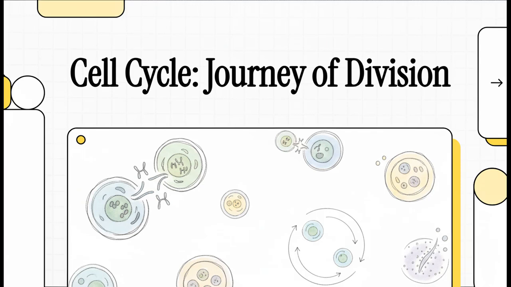Have you ever really thought about how a cut on your finger heals, or how a single fertilized egg grows into, well, you? The secret to all of it is the cell cycle. It's basically life's most fundamental program for making copies of itself. Think of it as a cell's ultimate mission: duplicate everything perfectly and then split into two. So let's follow along on this incredible journey.